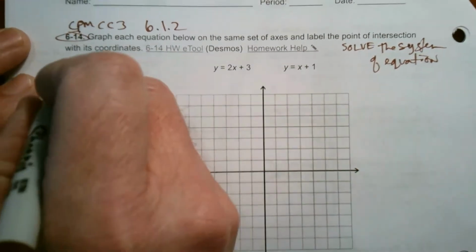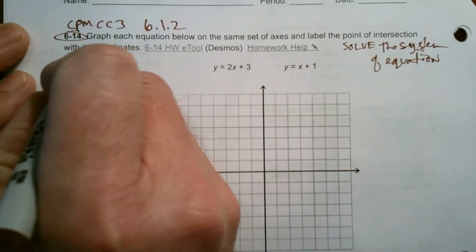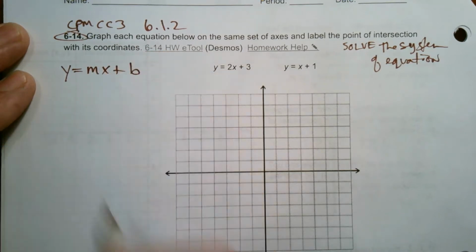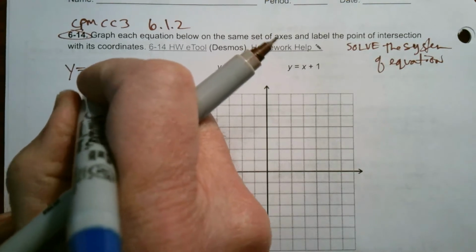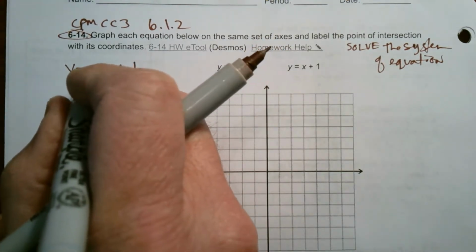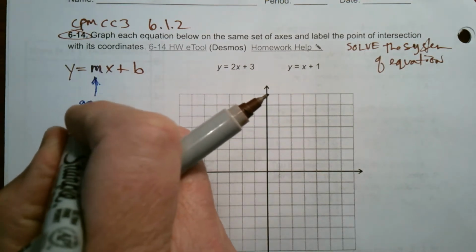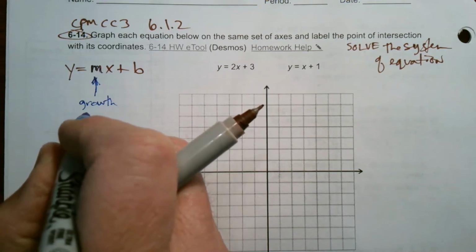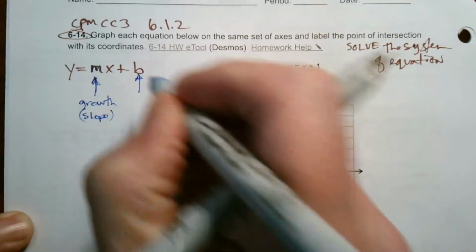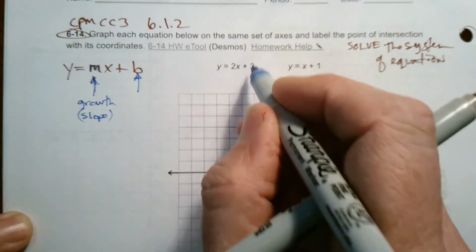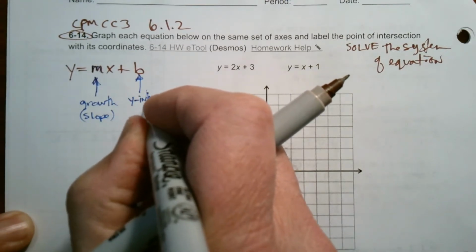First of all, graphing. We notice these two equations are in a certain form that allows us to graph nice and easy, and that's y equals mx plus b, where the coefficient of x, that m, the number in front of the x, is the growth or the slope of the line. And then the b, the constant, the number at the end there, that constant is the y-intercept. It's the initial value.